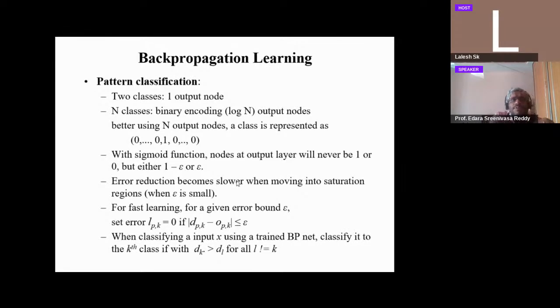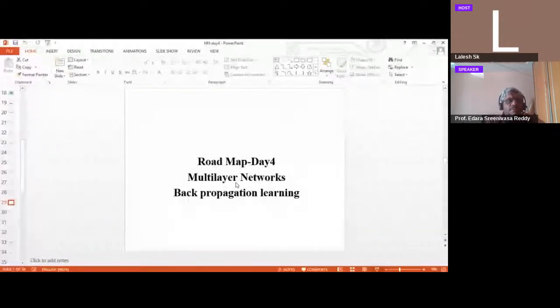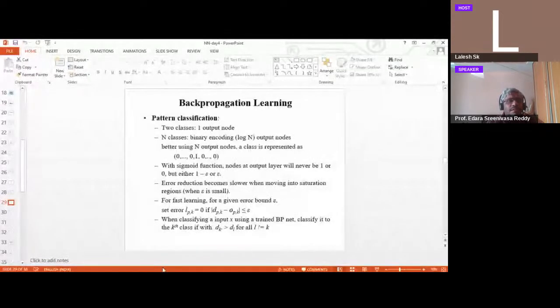Error reduction becomes slower when moving into the saturation region. So as we have seen in the sigmoid function, error reduction will be less when we move to the saturation, as we are using the sigmoid function.